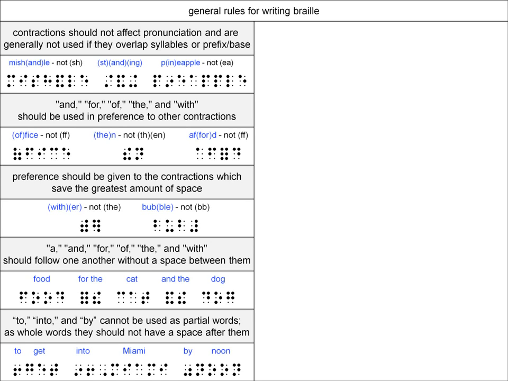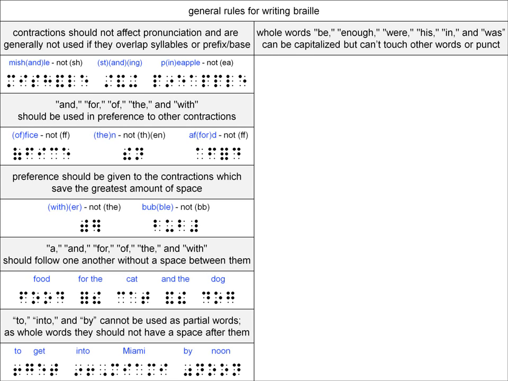To get into Miami by noon. You'll notice that there is not a space in between to and get, or in between into and Miami, or in between by and noon. This rule helps save a little space, as these are frequently used words.